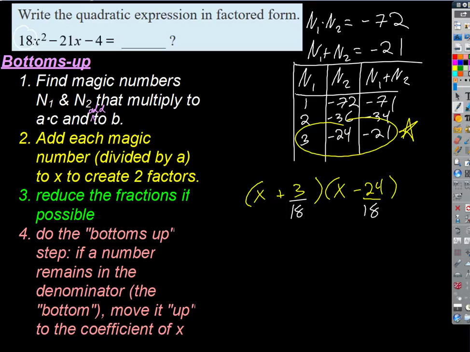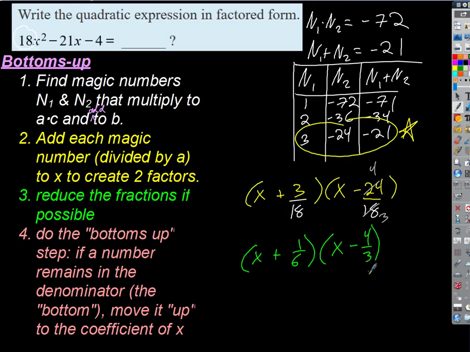Reduce fractions. Okay, so step 3, and I'm just going to color code these so you can follow the progress here. What does this first one become? 3 over 18 reduces to what? 1/6. So we get x plus 1/6 times x minus 4/3, right? Because I could divide 6 into both of those. Everybody agree? So 24 divided by 6 is 4, and 18 divided by 6 is 3. So I can turn that into a minus 4/3.